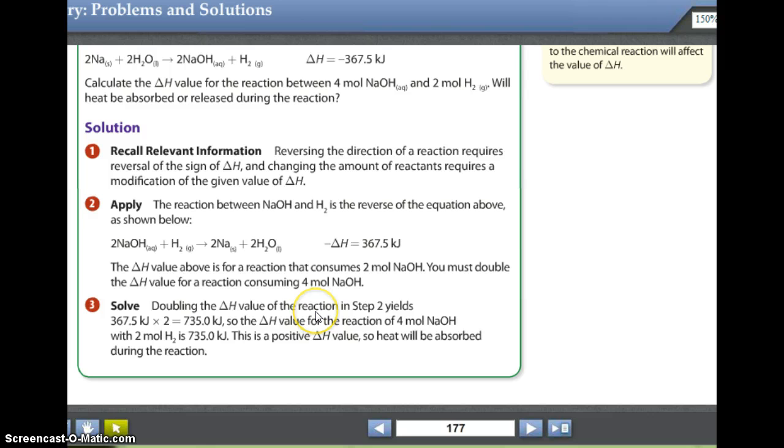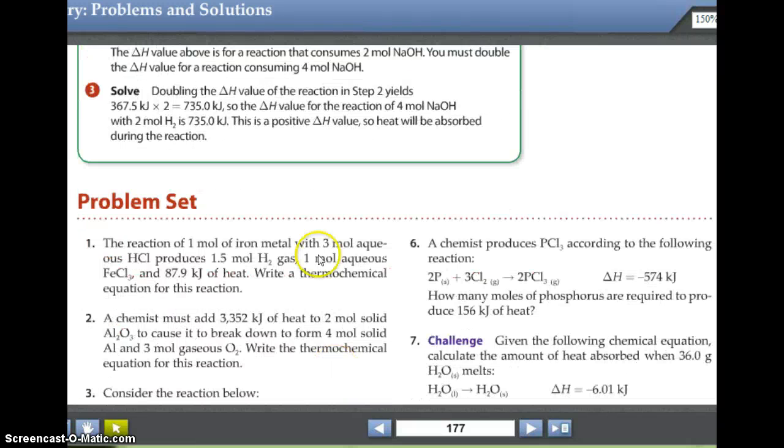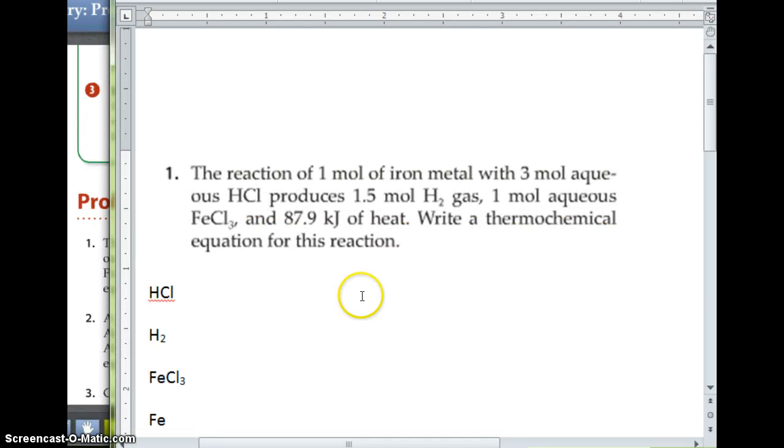Doubling the delta H value of the reaction in step 2 yields 367.5 kilojoules times 2, or in other words, 735 kilojoules. So the delta H value for the reaction of 4 moles of NaOH, or twice as much, with 2 moles of H2 is twice as much as well, 735 kilojoules. This is a positive delta H value, so heat will be absorbed during the reaction. Absorbing heat, is that endo or exothermic? It is endothermic.